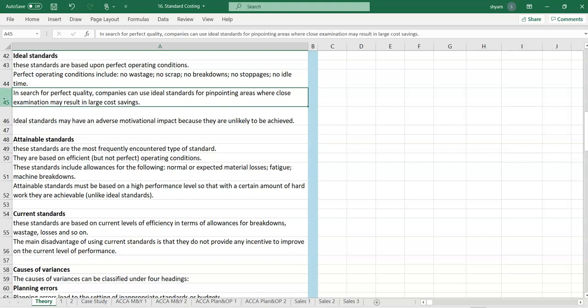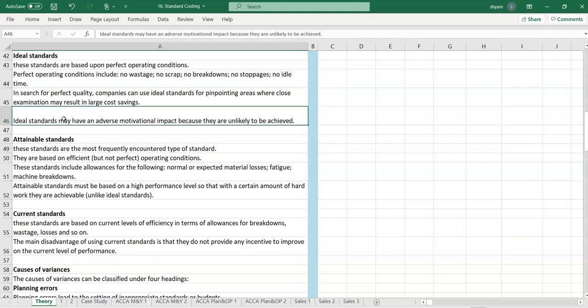So in search of perfect quality, companies can use ideal standards for pinpointing areas where close examination may result in large cost savings. So this would help you to find out where the biggest expenses are being incurred. That it will help, but it will not help in improving a lot of things.